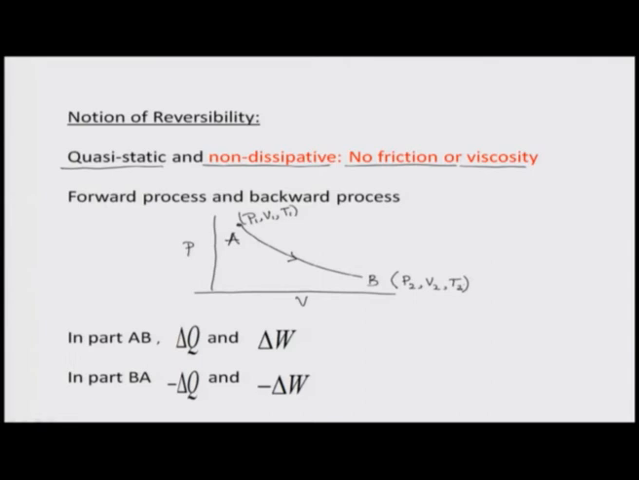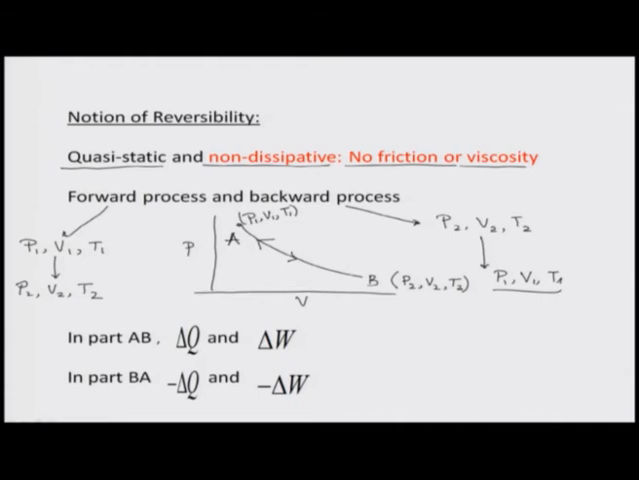Now, if I reverse the direction of the arrow, what does it mean? I mean that I am going from P2 V2 T2 to P1 V1 T1. So, forward process means I am going from P1 V1 T1 to P2 V2 T2, whereas backward process implies the reverse. I am going from P2 V2 T2 to P1 V1 and T1. A reversible process means these forward and backward processes are completely equivalent.